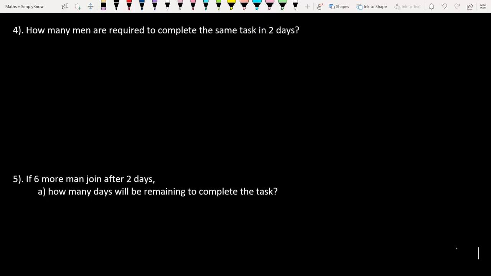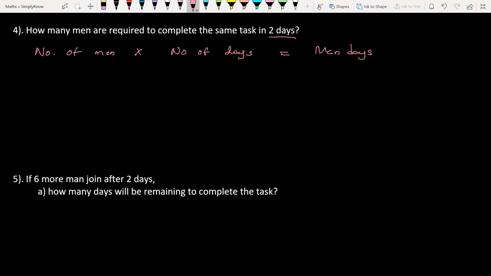Here's the fourth question. All these questions are raised from the same case. How many men are required to complete the same task in 2 days? Now you are asked to find the number of men. So we can use the same formula. Number of men times number of days equals man days, or you can say magnitude of the task, but better we say man days.